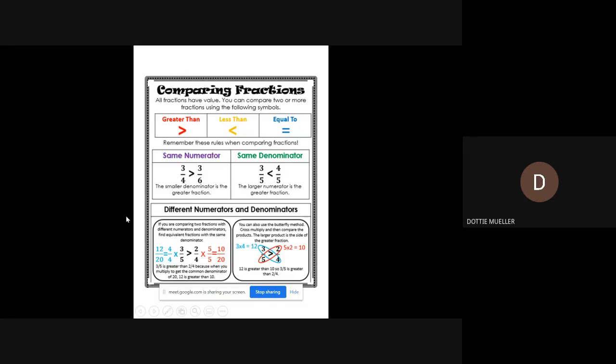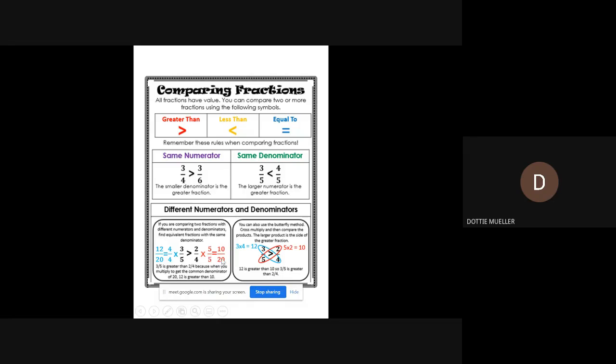There are a couple different strategies to use if you have different numerators and different denominators. One is to find equivalent fractions or a common denominator. So for example, in 3/5 and 2/4, 5 and 4 are not the same, but we can multiply 5 by 4 to get 20 and 4 by 5 to get 20, so that we have a common denominator. And then we multiply the top by the same thing. So 3 times 4 is 12. 5 times 2 is 10. So therefore 12/20 is greater than 10/20.